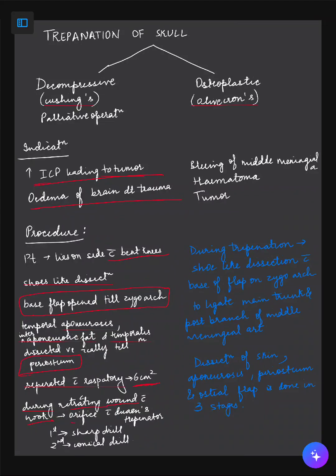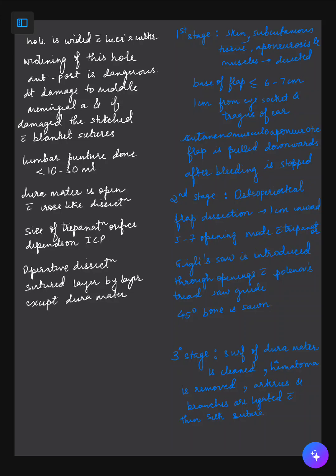Then orifice with Duane's trepanator. First the sharp drill is applied, and then the conical shape drill is used. Now, the hole which we are doing is widened with the Luer's cutter, and widening of this hole should not be anterior posterior. Anterior posterior is dangerous due to damage of the middle meningeal artery. And even if we are very safe about it, if it is damaged, then we should stitch by blanket sutures.